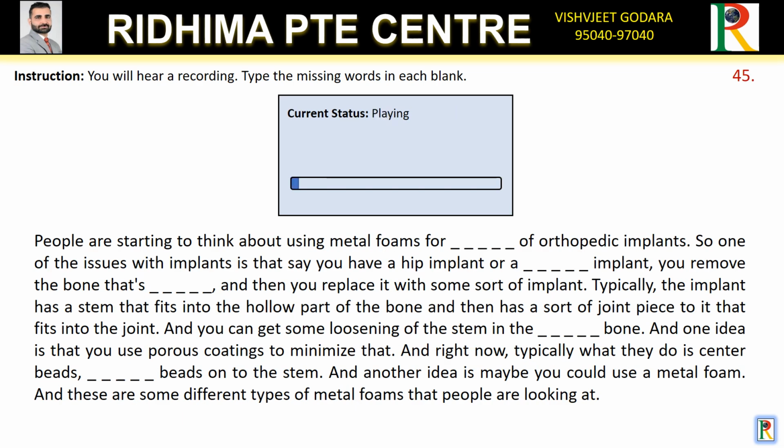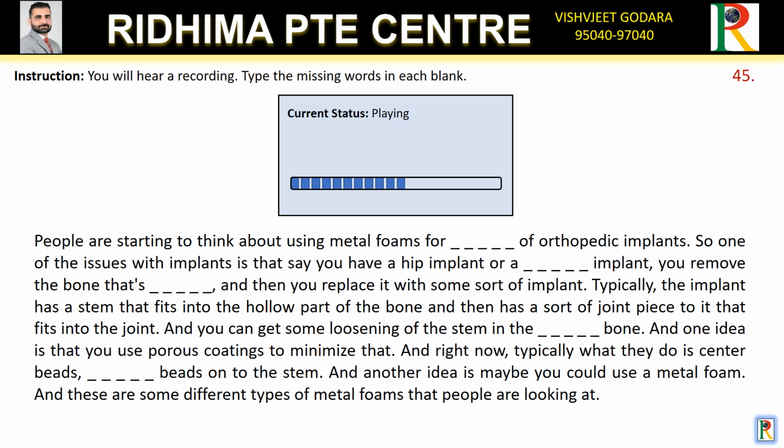People are starting to think about using metal foams for coatings of orthopedic implants. One of the issues with implants is that, say you have a hip implant or a knee implant, you remove the bone that's pre-existing, and then you replace it with some sort of implant. Typically the implant has a stem that fits into the hollow part of the bone, and then has a sort of joint piece to it that fits into the joint.